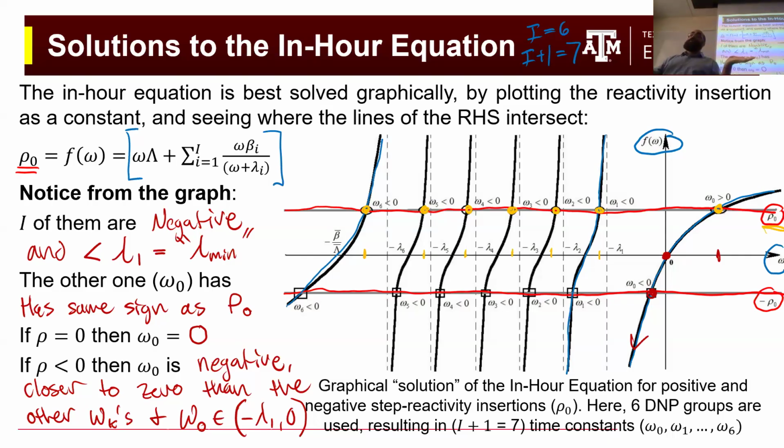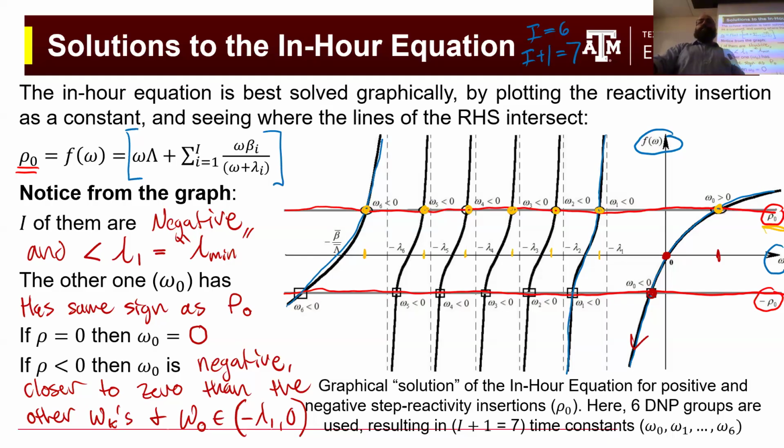It doesn't matter how many precursor groups you have, you'll always see these exact same trends. You'll always see I of these time constants being negative, and then the other one is going to match the sign of the reactivity. And you'll also see that the omega zero time constant is always bounded. If the reactivity insertion is negative, it's always bounded in between negative lambda one and 0. So this is what we call the graphical solution of the in-hour equation, and it's how you can find what all of those time constants are.